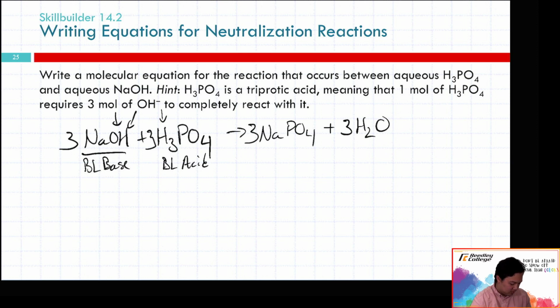It balances, you're right. Without the 3 in front of the H3PO4, it balances because you have 3 hydrogens from the 3 NaOH and 3 from H3PO4. But then we need the 3 hydroxides. So this has to be 3. But then I have to have 3 sodiums, right?